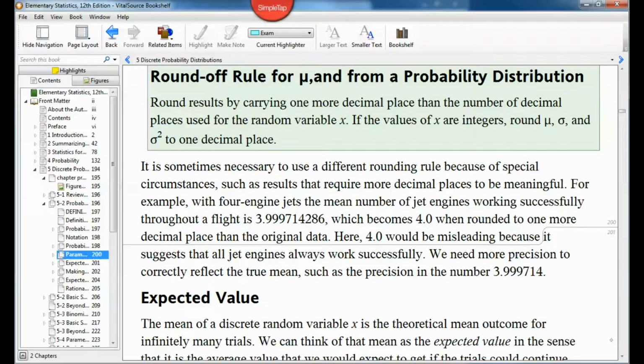Round off rule. If the values of x are integers, that's whole numbers, round mu, the mean, sigma, the standard deviation, population standard deviation, and sigma squared, the population variance, to 1 decimal.